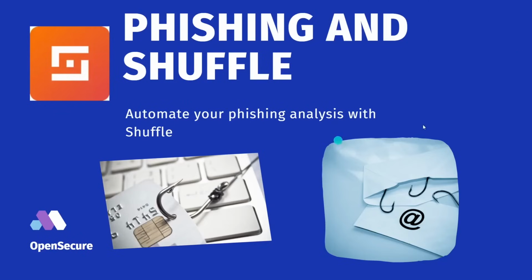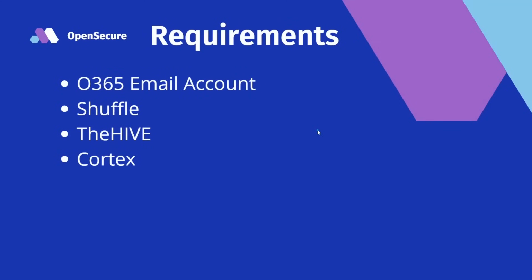So before we jump into it, there are going to be a few requirements that are necessary for this workflow. I'm going to take advantage of my Office 365 email account. And then of course we have our tools. Shuffle, again, is going to be the brains behind what we use to build our workflow. The Hive to store our alerts and ultimately create a case out of our phishing email that we received. And then Cortex to do some analysis on that.